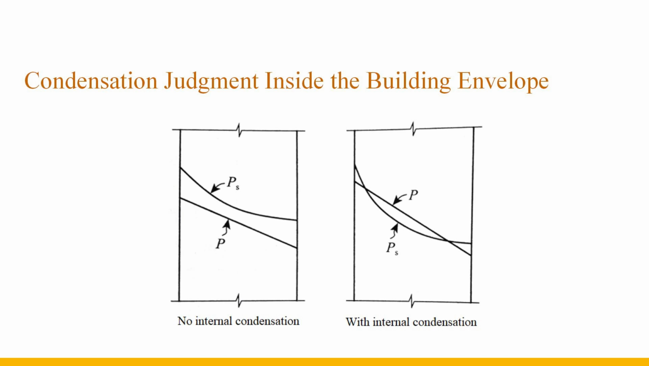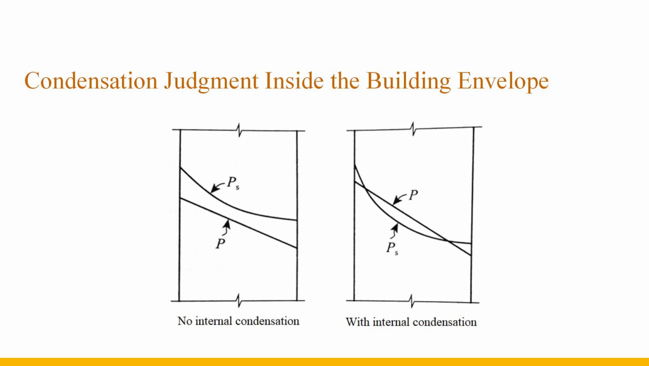Second, according to the indoor and outdoor air temperatures, determine the temperature of each layer of the enclosure structure. Look up the table to obtain the corresponding saturated water vapor partial pressure value and draw the saturated water vapor partial pressure line, PS. Third, according to whether the actual water vapor partial pressure line, P, and the saturated water vapor partial pressure line, PS, intersect, determine whether condensation occurs inside the enclosure.